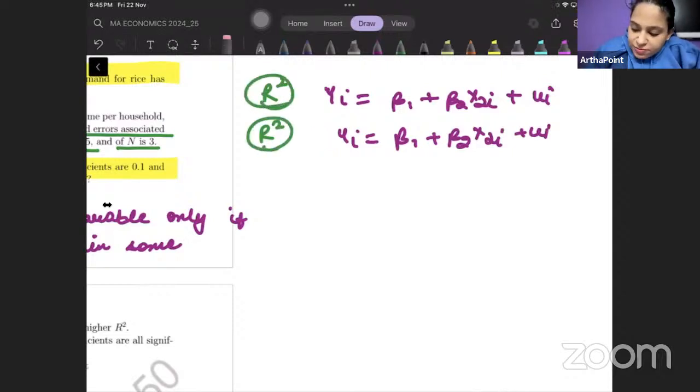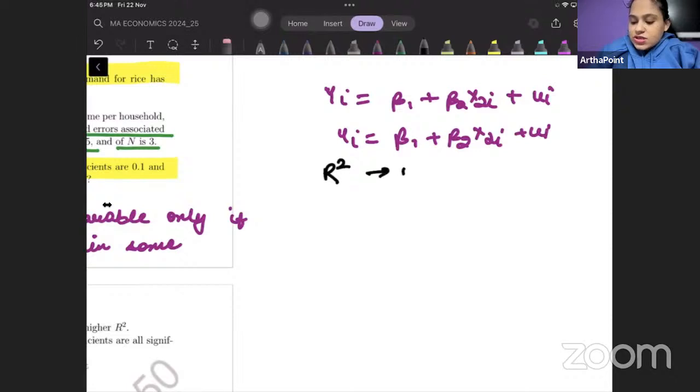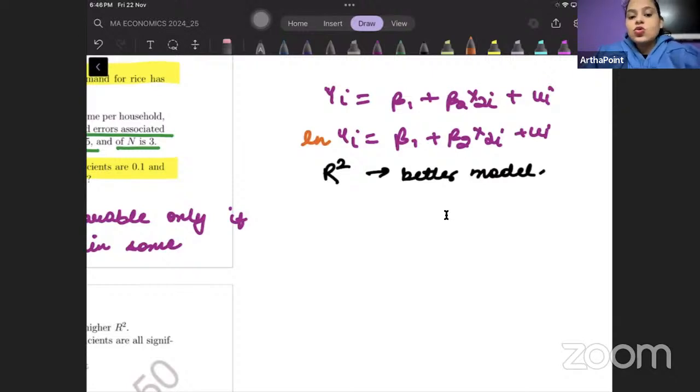If both had been yi, then the model which has higher R square is a better model. But in case you have yi in a different format, one is giving you yi and the other is giving you ln yi, then you cannot compare the two models, right? So if the dependent variable itself is different, then the two models cannot be compared. You cannot compare their goodness of fit. That is not something which is possible.